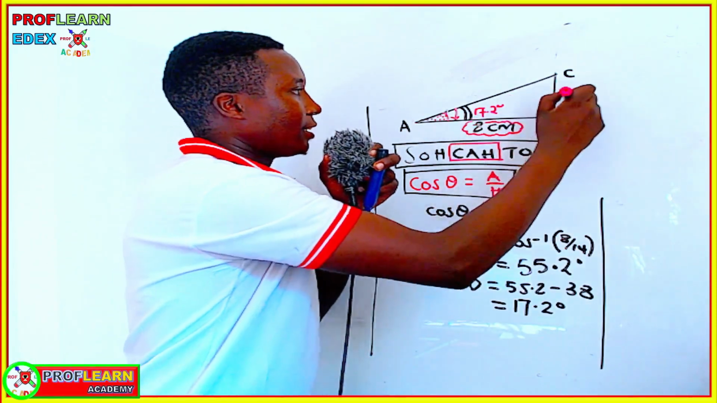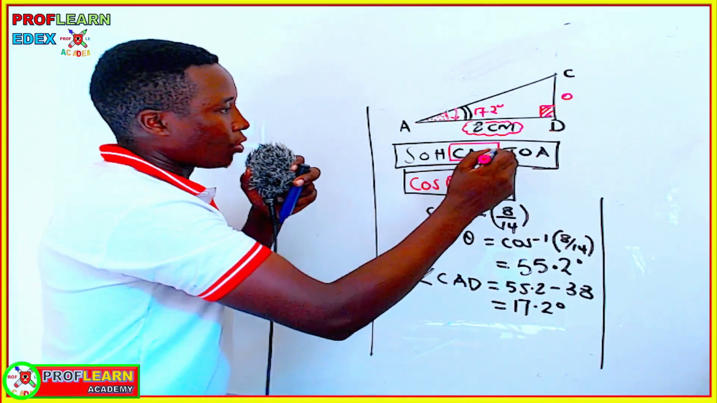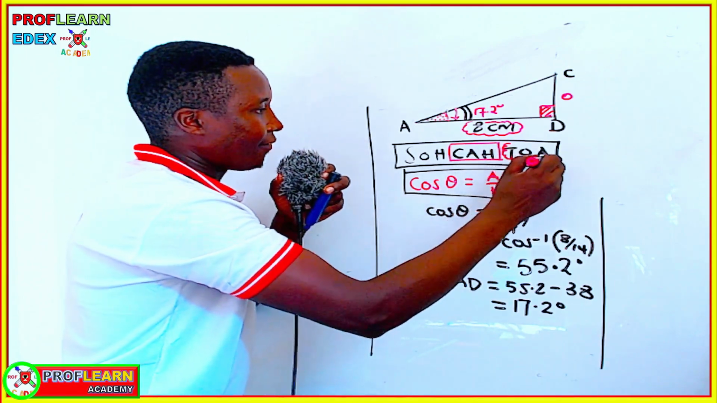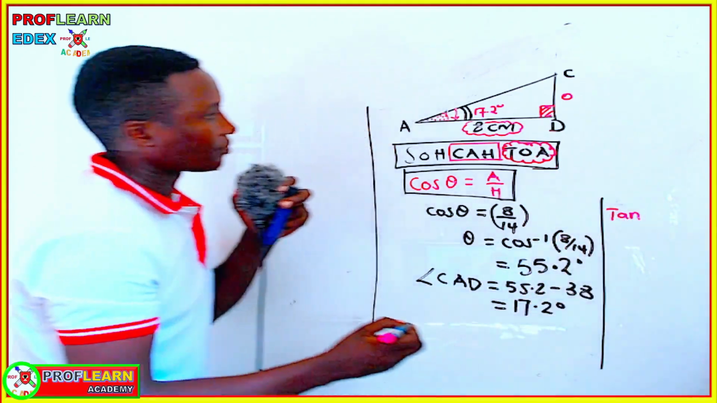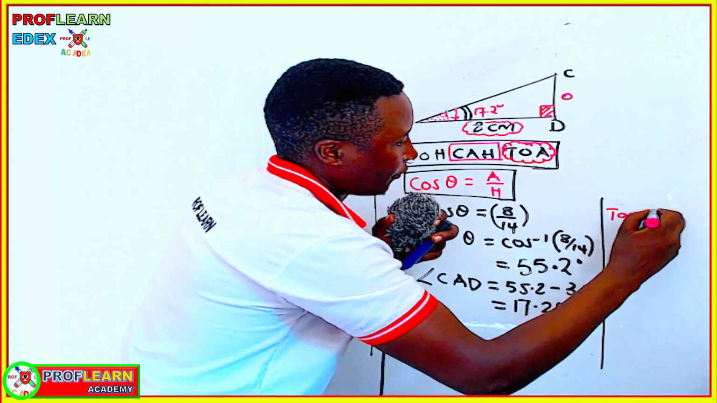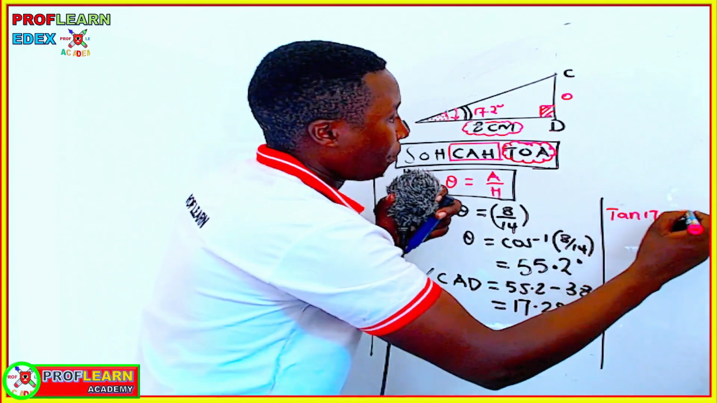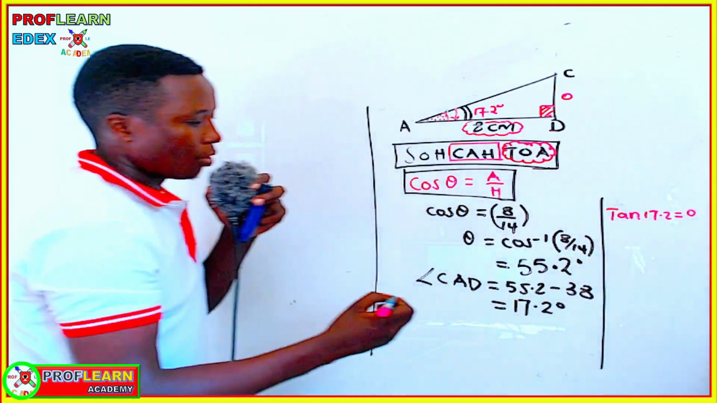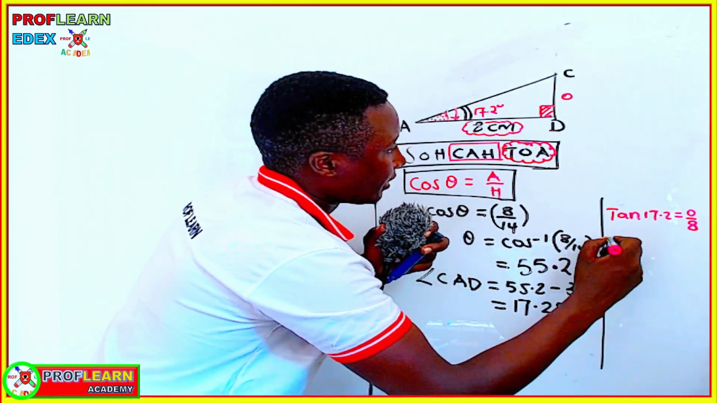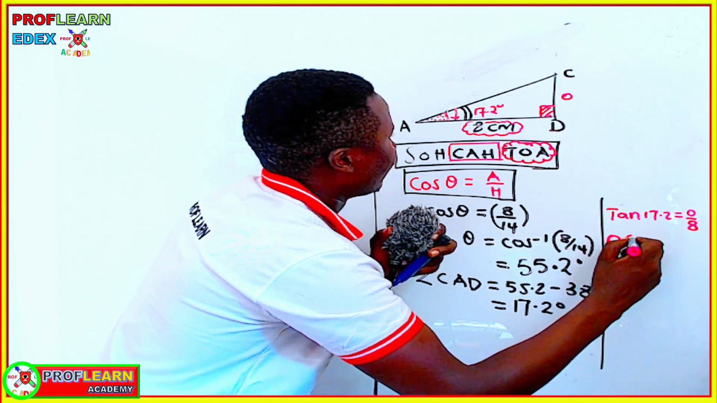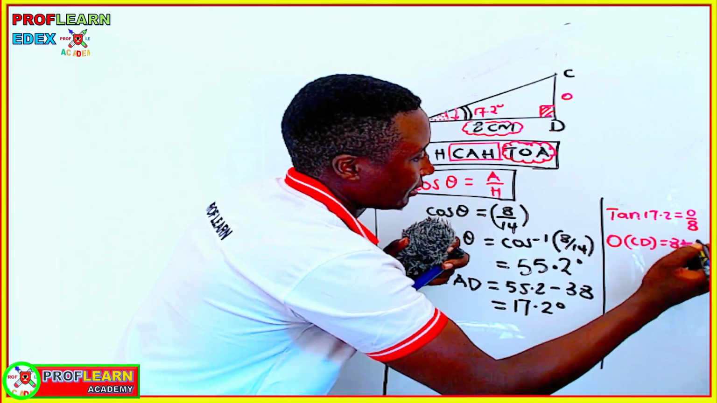This is adjacent, this is actually opposite. CD is opposite. Then I'll use adjacent and opposite, so at that given point, I'll have to use tan. So I'll say tan 17.2 equals opposite over adjacent, which is 8. So opposite, which is actually our CD, is going to be 8 times tan 17.2.